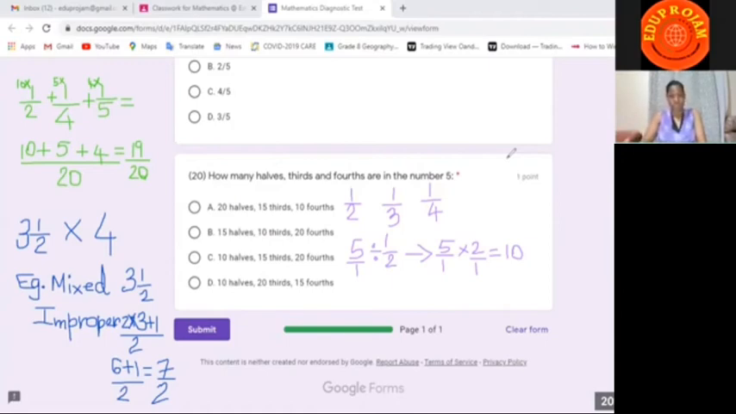So the other one is 15. Very good, Ashley. And the other one is? I'm going to flip the 4. 5 times 4, 20. Very good, Ashley. So you see, you get this little concept right here.